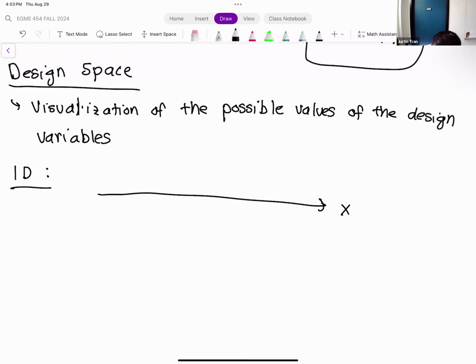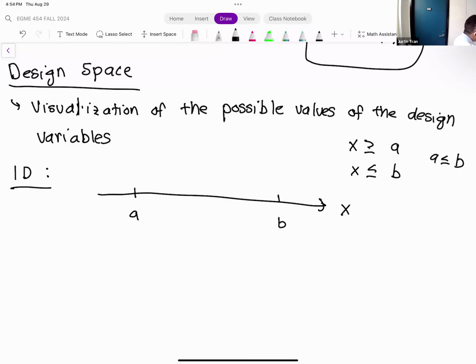Let's say that we have two inequality constraints. Let's say that x has to be greater than or equal to some value a, and x has to be less than or equal to some value b. Of course, a has to be less than or equal to b. Let's say the value a is right there on the number line, and value b is right here.